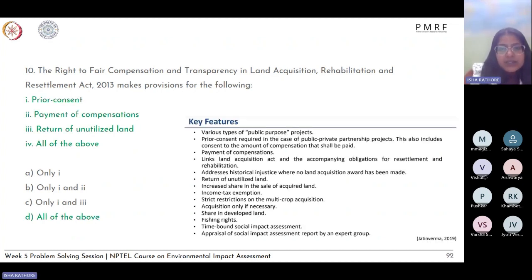You need prior consent required for public-private partnership projects, and you need to specify the kind of project which is going to be undertaken. Then you need to pay compensation to the affected parties based on the calculation or compensation parameters which we looked up. Then any unutilized land, whether it is not being utilized in the project or whether the compensation has not been paid out within the specified time period of 12 months, then the land needs to be returned.